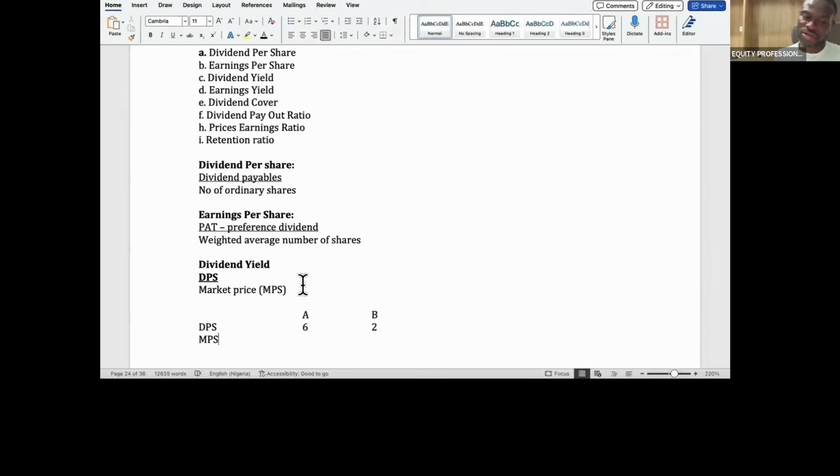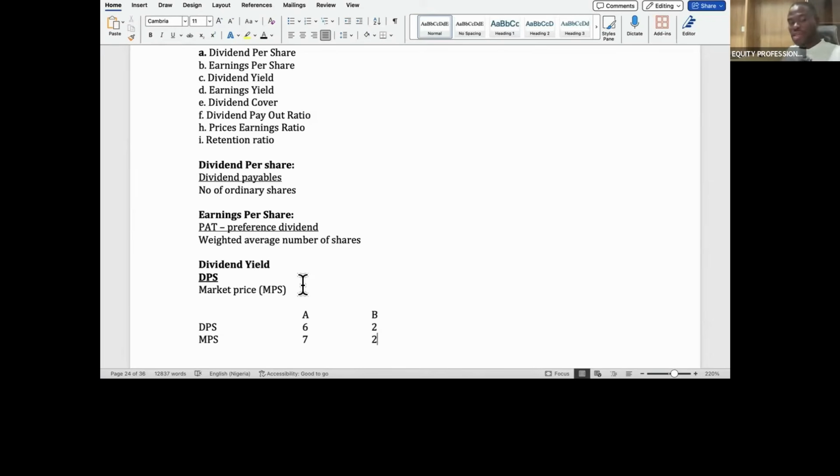But you are accountants, you are professionals. Don't jump to conclusions by the dividend they are paying. Go and look at their market price. If you want to buy this company's shares, how much? If company A's market price is 7 naira and it's paying 6 naira dividend, and company B's market price is 2 naira and it's paying 2 naira dividend.